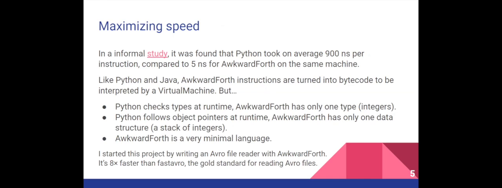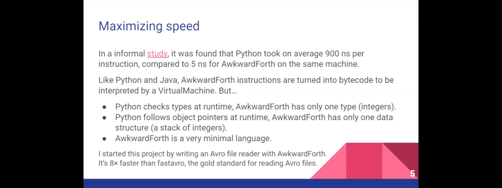Now, on to the next problem, which is speed. We can use Forth, but it has to be faster than Python for us to have any advantage. And in an informal study, it was found that Python, on average, took 900 nanoseconds per instruction to execute, whereas AwkwardForth only took 5 nanoseconds on the same machine, which is a big speedup.